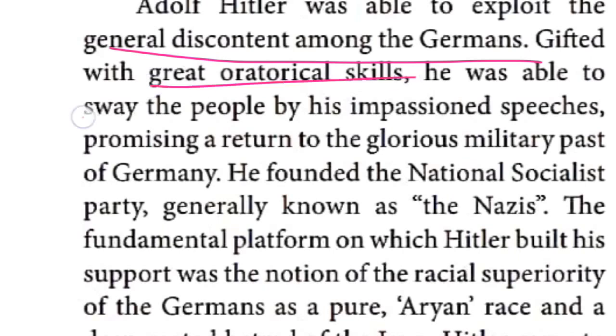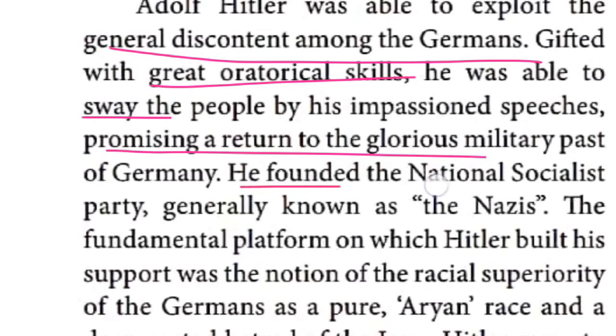He was able to sway. Sway, what is the meaning, children? Control. He controlled the people by his impassioned speeches. By his speeches, he controlled the people. He promised a return to the glorious military past of Germany. What did he promise the Germans? I will bring back the glorious military past of Germany. That was Hitler's promise to the Germans.